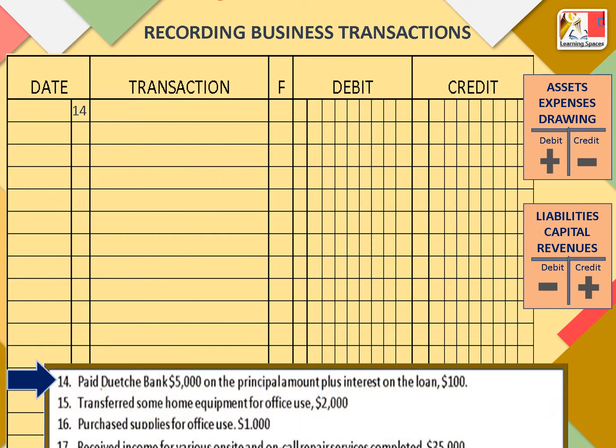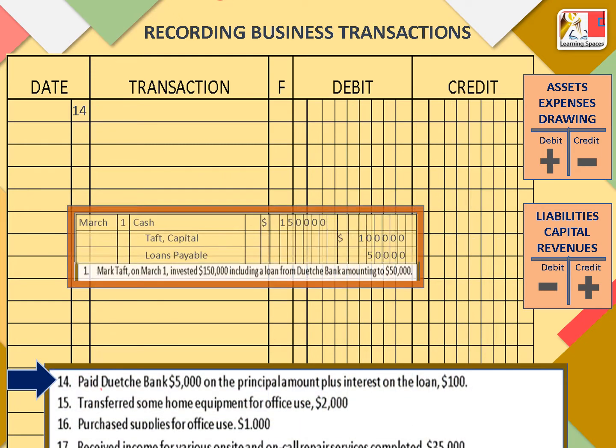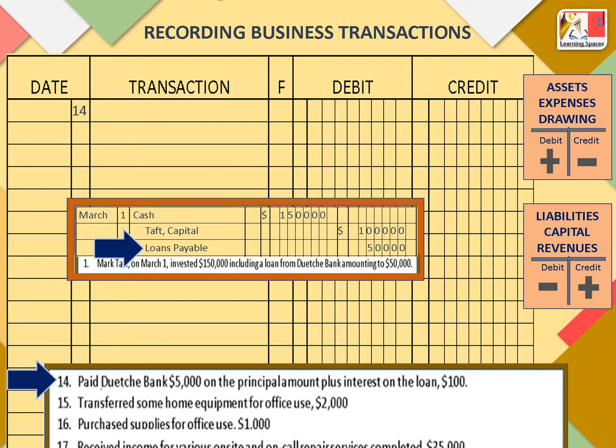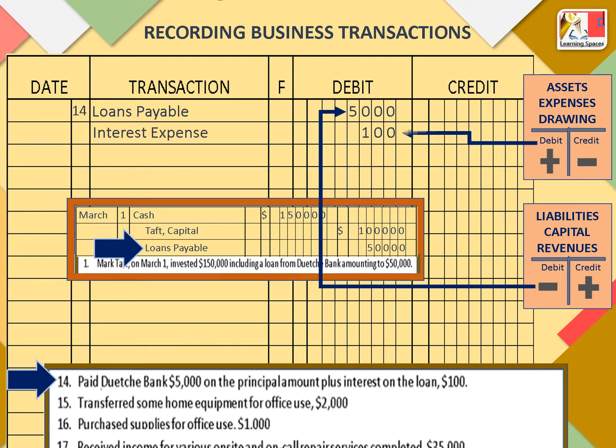On March 14, the loan from the bank on March 1 is partially being paid. In this case, we should decrease the loans payable account by the principal payment of $5,000 as stated by the statement. The amount is now plotted on the decrease side of a liability, which is debit, or left side. One more entry on the debit side, this time, regarding the interest expense incurred on the loan. The increase in interest expense is plotted on the debit, or left side.